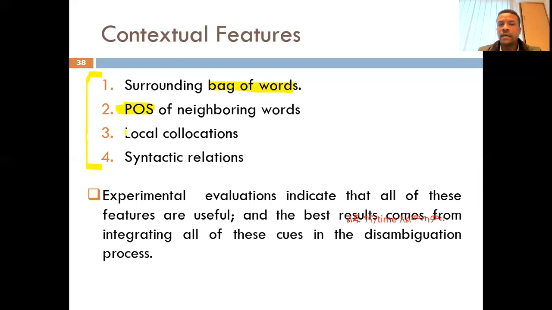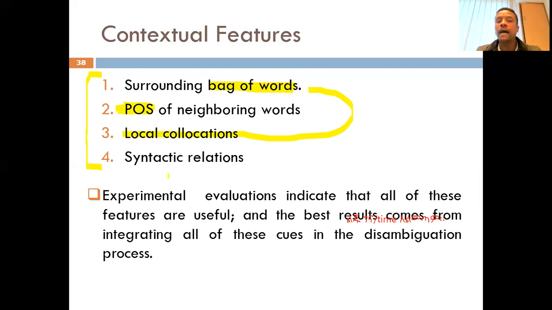The other one is what we call local collocation የምንለው. Local collocation is words that are adjacent to the ambiguous word. Mind you, the difference between the third one and the first one is that the first one is bag of words surrounding the word, whether to the left or to the right, 5 to the left, 5 to the right ሊሆን ይችላል, anywhere ማለት ነው in the sentence. But local collocation is immediately adjacent to the ambiguous word.